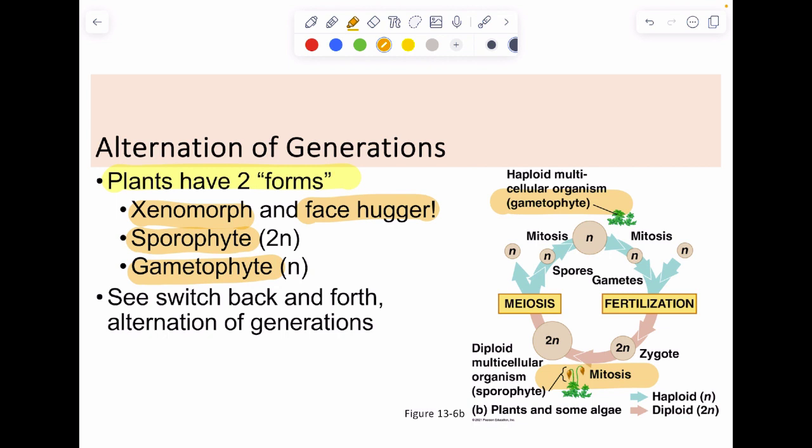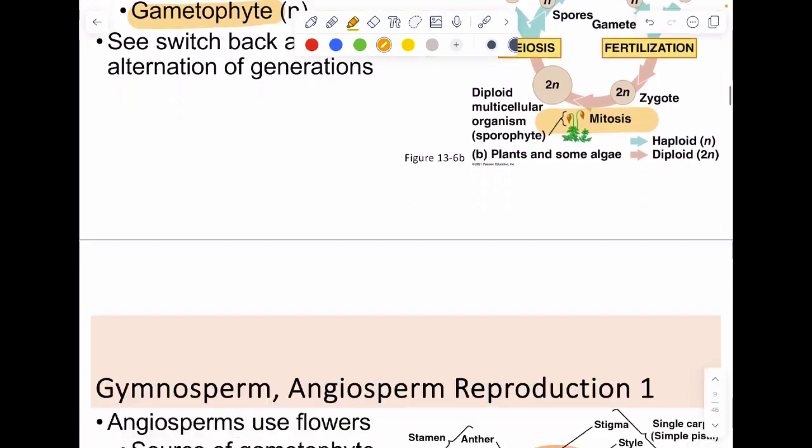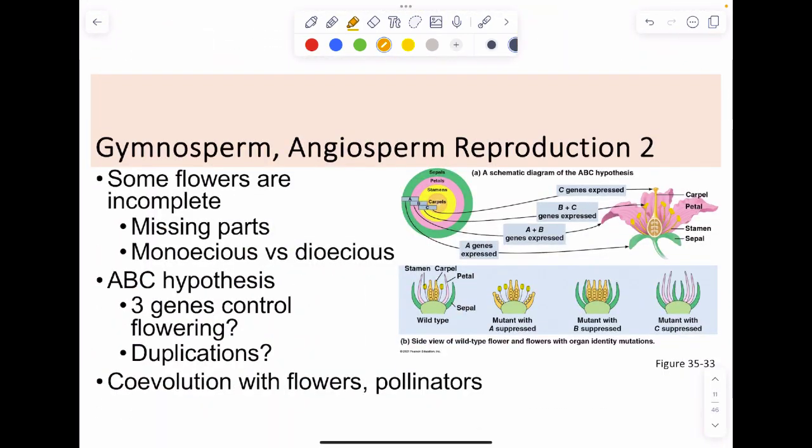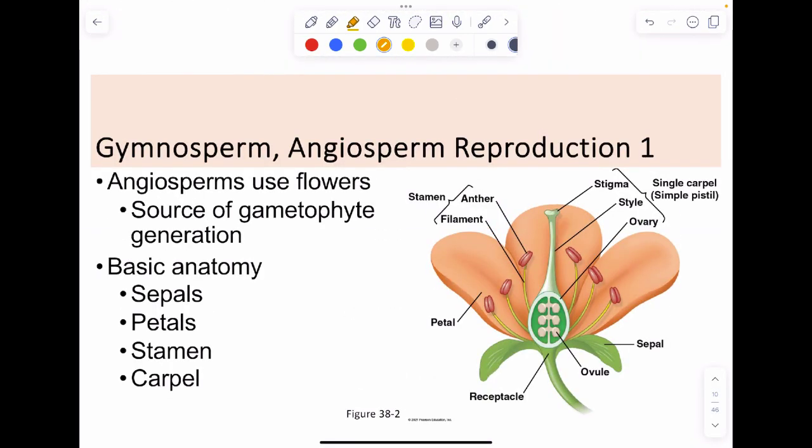As we look at more complex plants that are land-based, we see a diminishment of the gametophyte generation, and you see the dominance of the sporophyte generation, but they're still present, if you know where to look. If we look at flowers, because we're looking at angiosperms specifically, this is actually where we're going to find the gametophyte generation. It's actually hidden within.